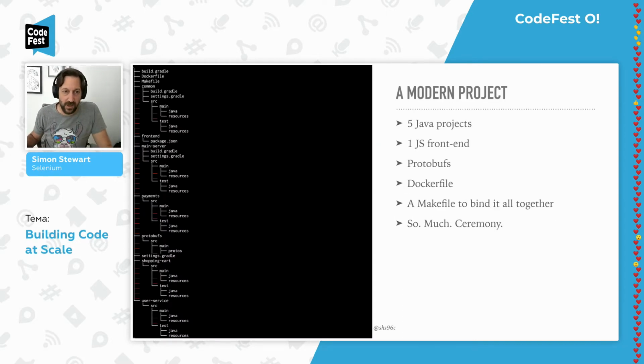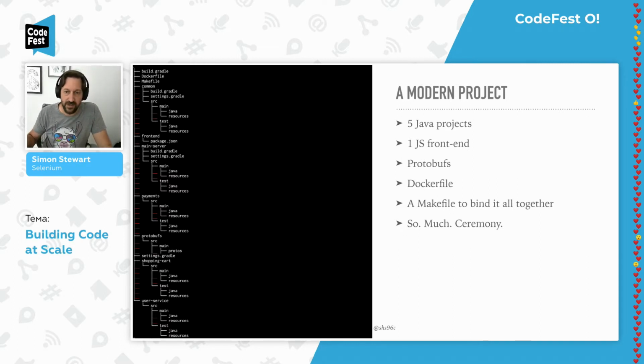So for the purposes of this talk, we shall consider a basic modern project. I don't think this is too wildly different from what people see. There's some common code that is shared by a main server, payments, shopping cart, and a user service. And these are probably written in Java, but they could be written in Go. Some of them might be Go in a service-oriented architecture. And we have a JavaScript front end, which is pretty common. To bind all these things together, we ship them up to a Kubernetes cluster as a Dockerfile.